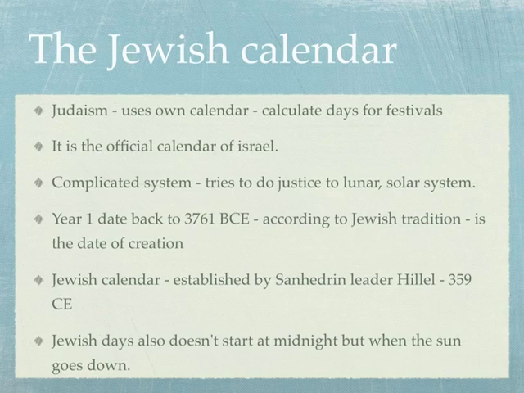Year 1 dates back to 3761 before Common Era. According to Jewish tradition, this is the date of creation. The Jewish calendar was established by Sanhedrin leader Hillel. Jewish days also don't start at midnight, but when the sun goes down.